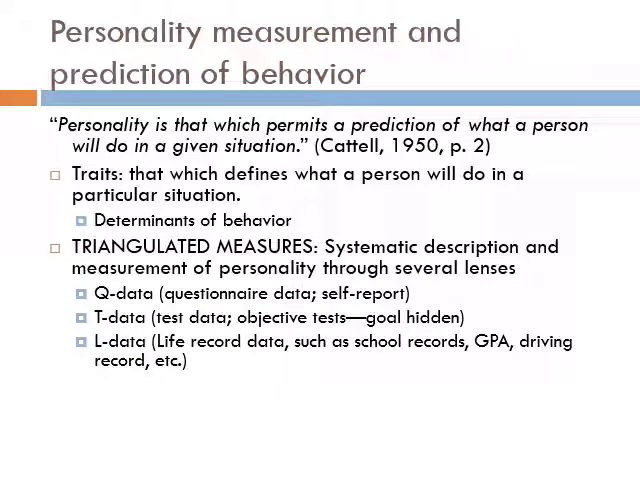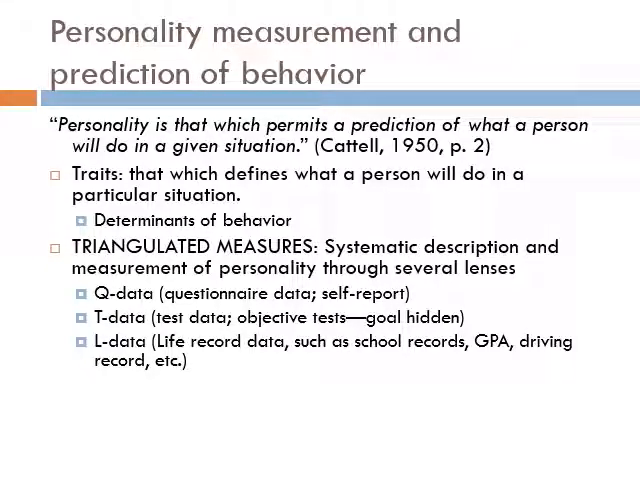He used what we call triangulated measures, which you can basically think of as a multi-methods approach, or using different types of data to understand a person. He wanted to systematically describe individuals, but not use just one lens. He wanted to get several lenses. So we could find words to describe someone, but are those consistent with their behavior? He had three types of data that he dealt with primarily.